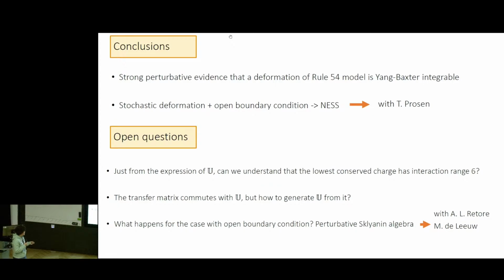And then this is some discussion we are having about what happens in the open boundary condition in terms of the Sklyanin algebra. And with this, I thank you for the attention.